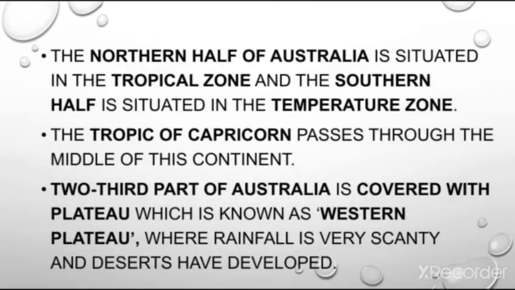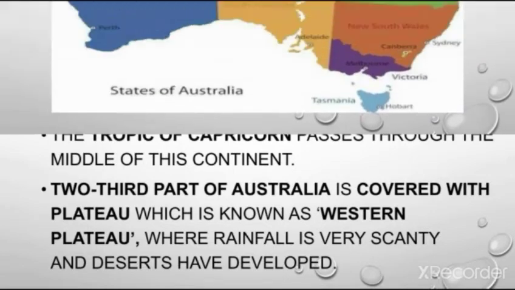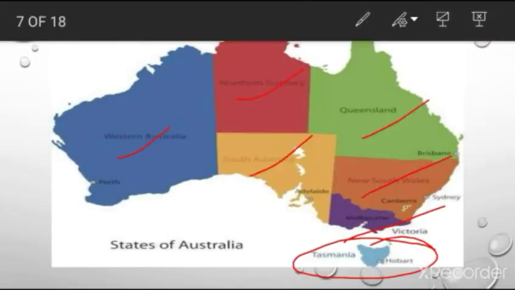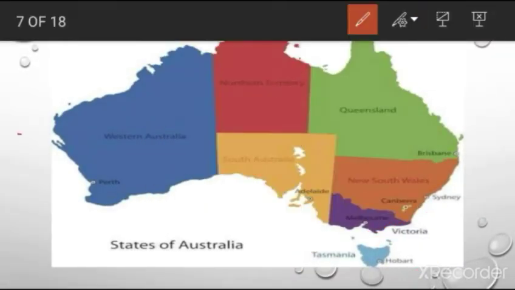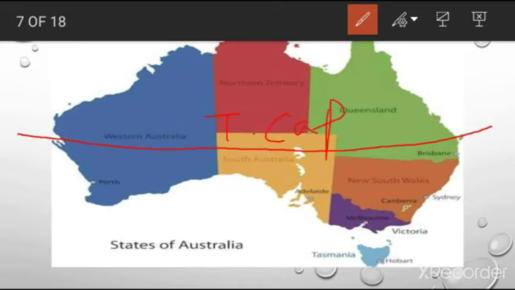Yes, the northern half of Australia is situated in the tropical zone. Yes, I will show you. Wait. The Tropic of Capricorn passes through the center of Australia. This is Capricorn, and it passes through Australia like this. The northern part is located in the tropical zone and the southern part is located in the temperate zone. I will explain the tropical and temperate zones.